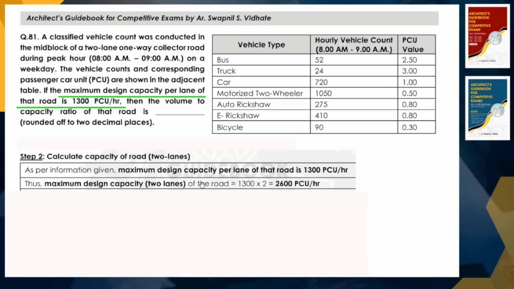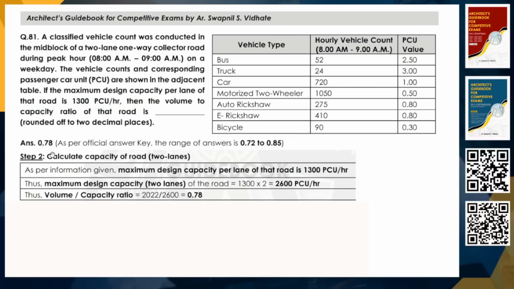In the first step, we have calculated the volume, and in the second step we have calculated the capacity. So the volume to capacity ratio will be 2022 divided by 2600, and the value you will get is 0.78. So this is the answer expected. As per the official answer key, the range of the answer is 0.72 to 0.85. Our answer is in between this range, so it is correct. We will get full marks.